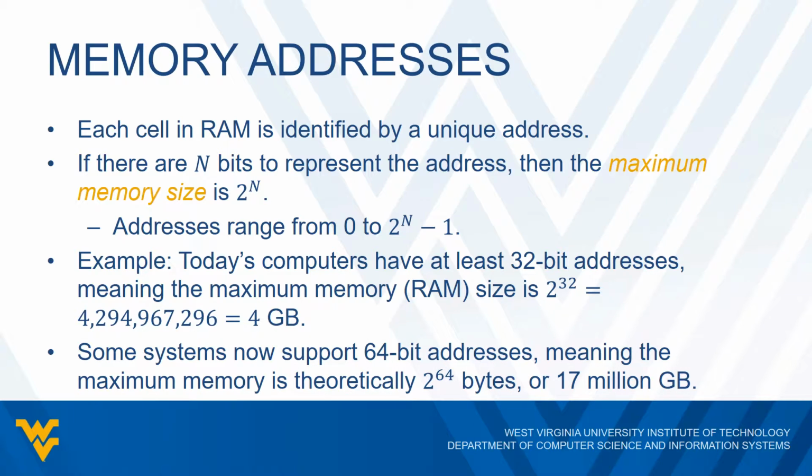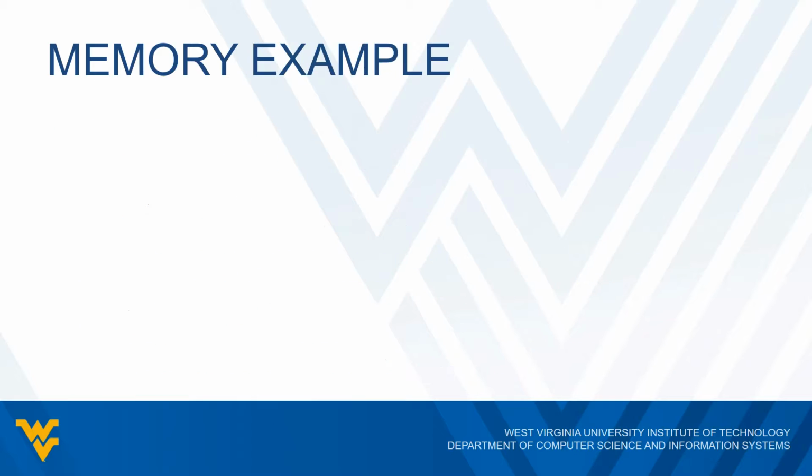Now, some systems now support 64-bit addresses, and that means that the maximum memory is theoretically 2 to the 64 bytes, or this would come out to 17 million gigabytes. Good luck trying to add enough RAM to actually meet the 17 million gigabytes. In fact, most motherboards only go up to like 16 or 32 gigabytes of RAM realistically. So I don't think we're ever going to hit that 17 million gigabytes anytime soon.